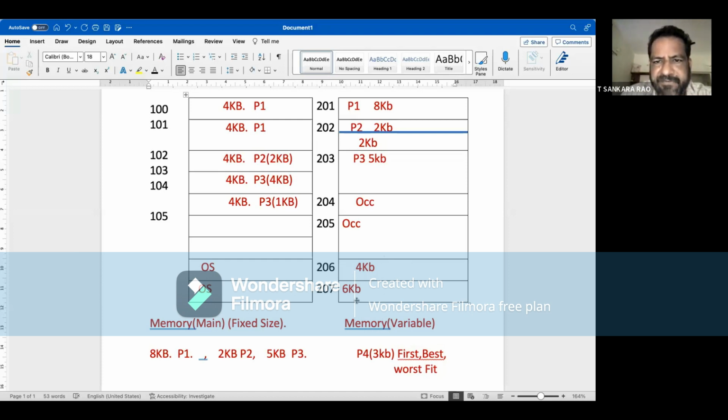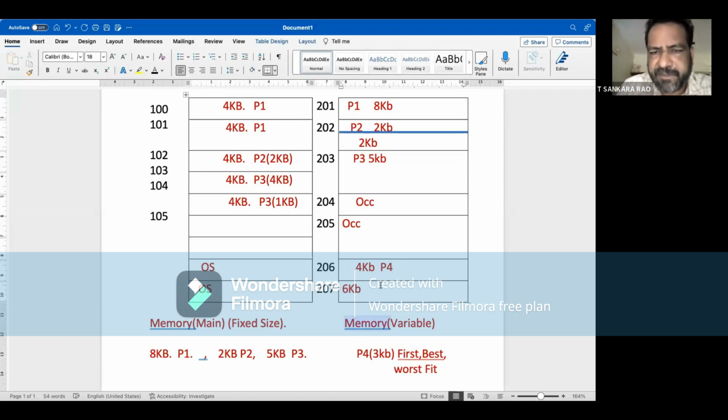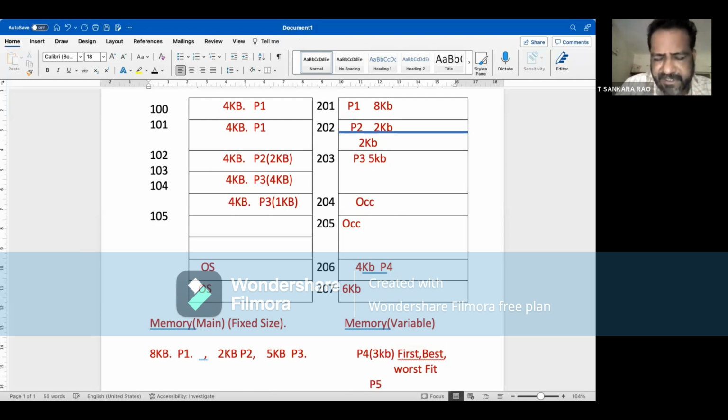Okay, and now P4 is placed here. And for example, suppose I have a process P5 of size, for example, 8 KB. So where can I place this P5?